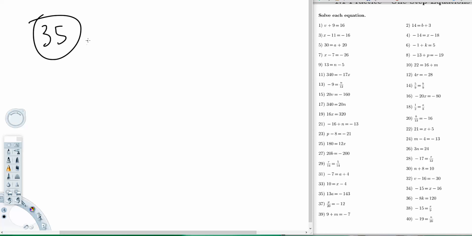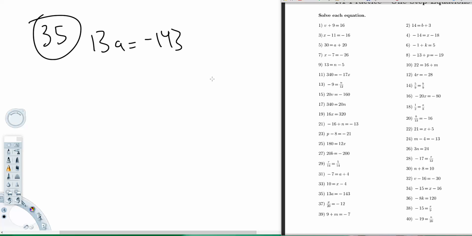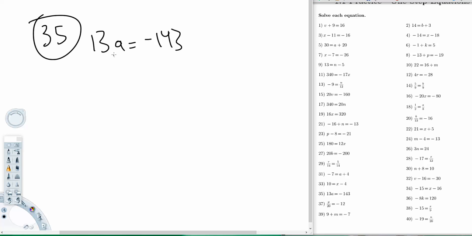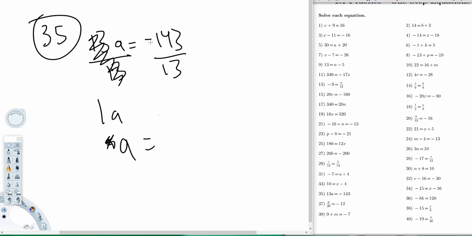35 now. 13a equals minus 143. Okay, so we want to isolate a. This is clearly a multiplication division problem. So if you multiply something by 13, you divide by 13 to isolate whatever you want. Here, these two 13s, 13 divided by 13 equals 1a, which really is a, right? Equals minus 143 divided by 13, I believe, is negative 11. Yes, it is.